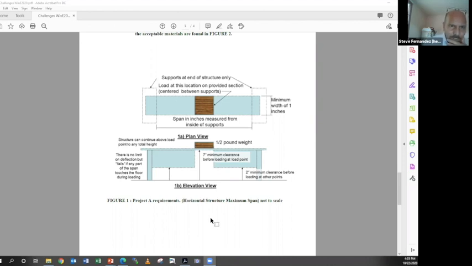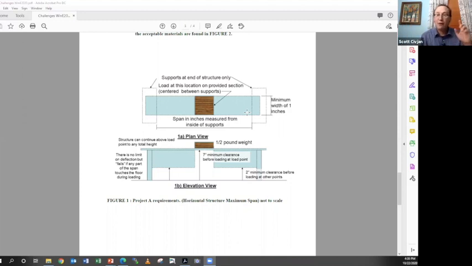So what is the distance from the left end to the right end? That's what you're trying to maximize. So you're trying to figure out how far you can span this using any type of structure you want with the materials that are allowed.